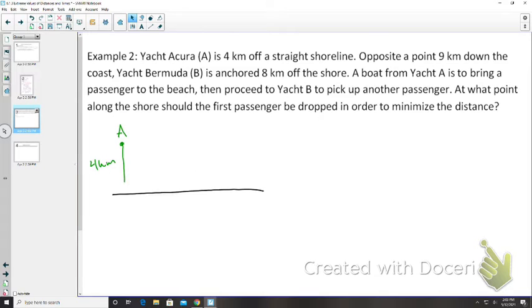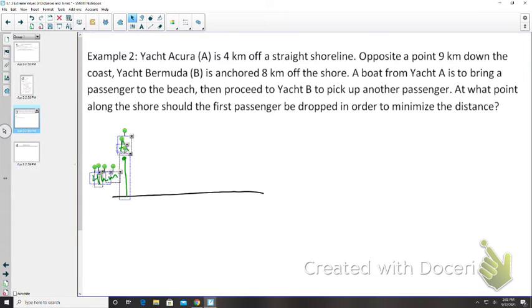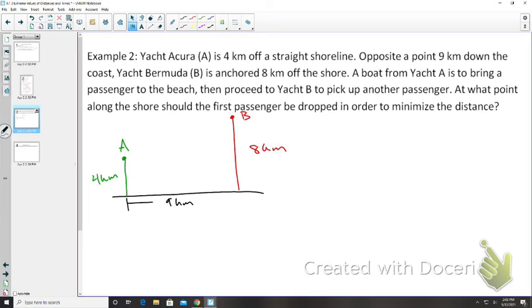Okay, and then we also have our yacht B. I'm just going to move this down a little bit. Okay, and then we have our yacht B, which is 9 kilometers down the coast and 8 kilometers off the shore. Okay, and these are 9 kilometers apart. Okay, so that's our setup.